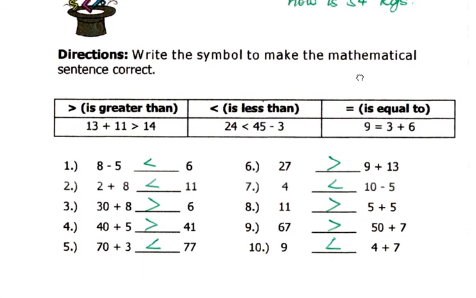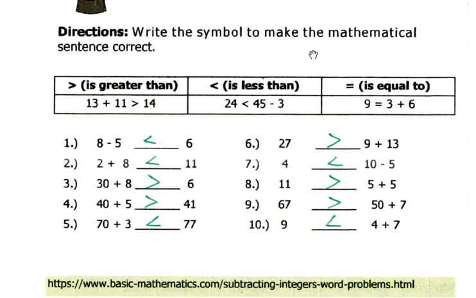Moving on to the numeracy skill, write the symbol to make the mathematical sentence correct. So for number 1, obviously 8 minus 5 is 3 and it's less than 6. 2 plus 8 is 10, it's less than 11. 30 plus 8 is 38 and that's greater than 6. 40 plus 5 is 45 and that's greater than 41. 70 plus 3 is 73 and that is less than 77.